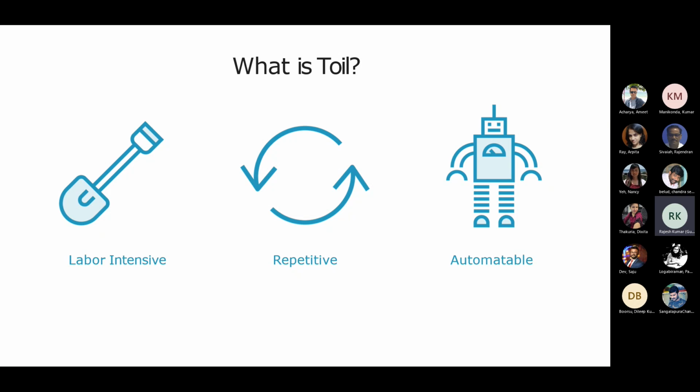Repetitive means, I don't have to tell you that repetitive work, we have to automate it. Correct? All of you? So the toil definition is very straightforward. Anything which you do manually, repetitive in nature, and can be done by tools and robots, that's a toil and you should automate it.